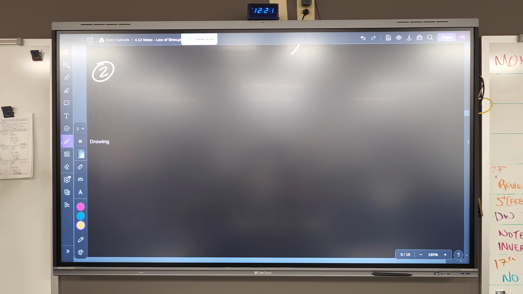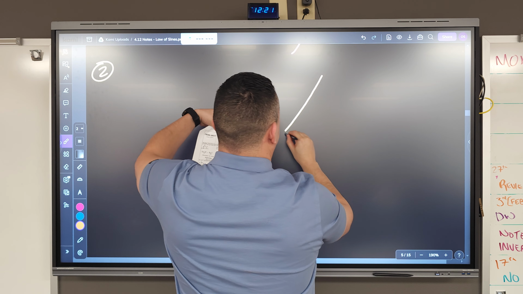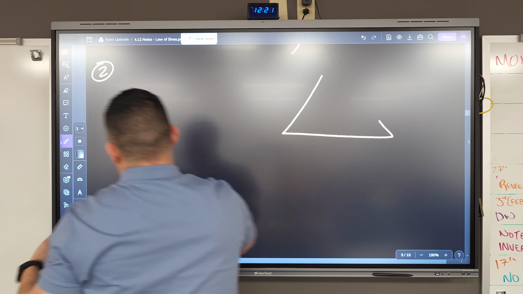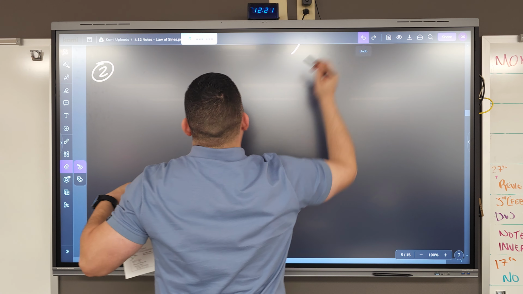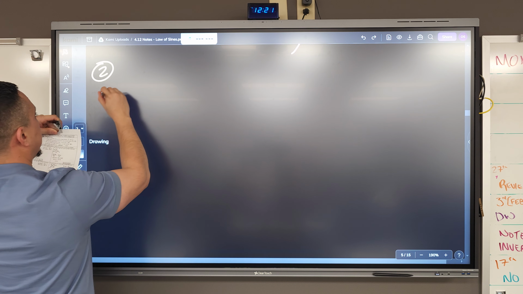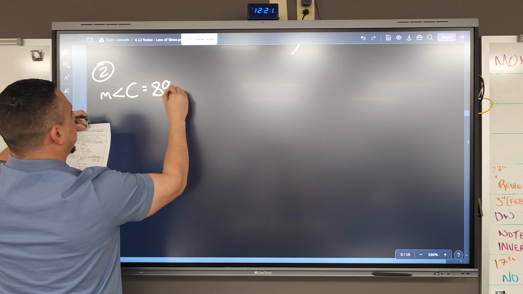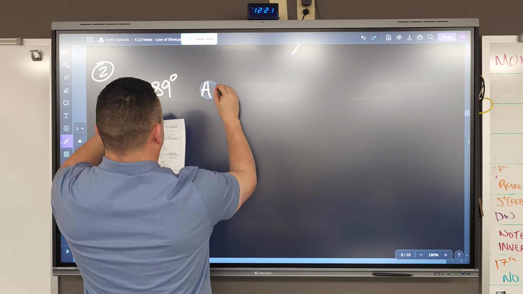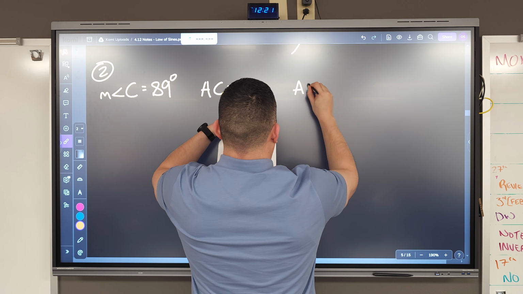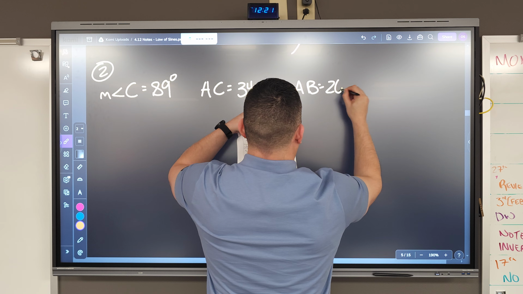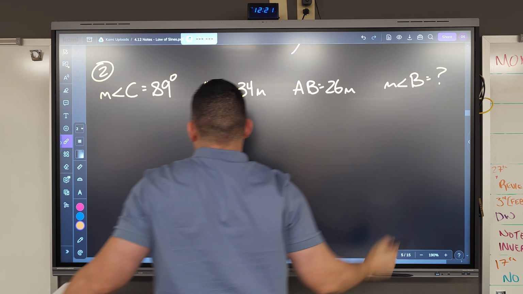So something different about this one, okay? Oh wait, we're supposed to not know the triangle. So let's write it like this. Measurement of angle C is 89 degrees. Side AC equals 34 meters. AB equals 26 meters. Measurement of angle B is 1.